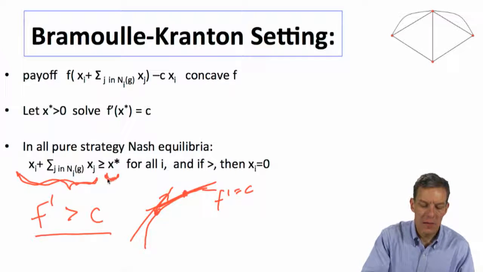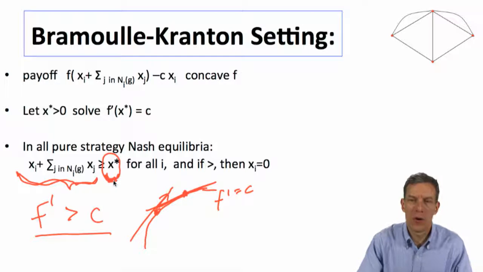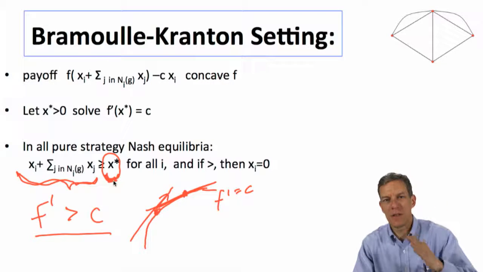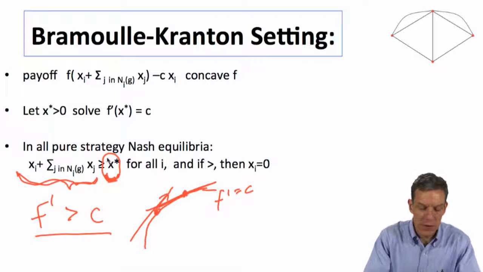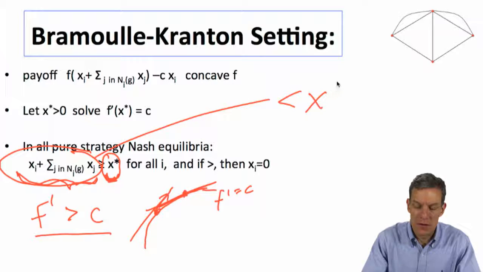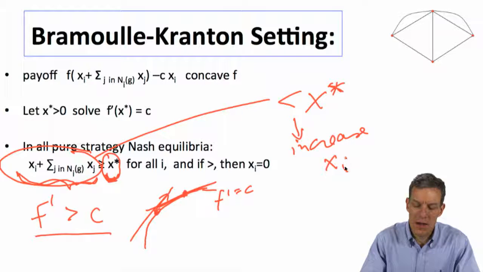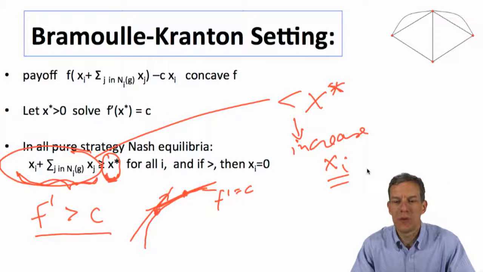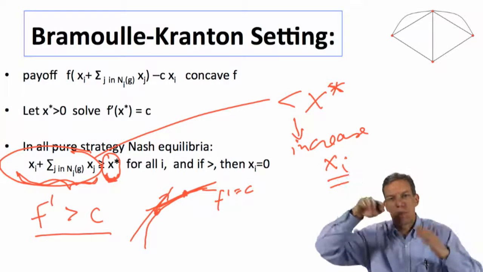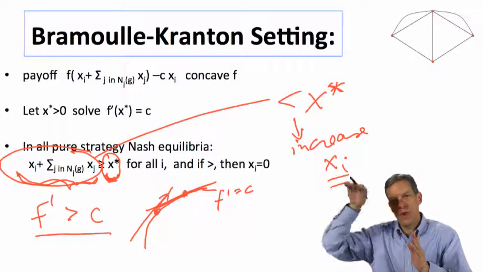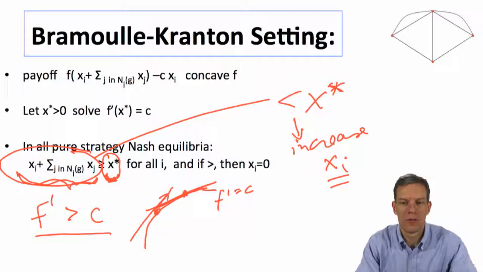So if anybody is seeing less than x star in their neighborhood, they would like to increase xi. So if this sum was less than x star, then you should increase xi. And so that could not be a Nash equilibrium. I'd strictly want to increase my activity because I want to push us up to this level where the trade-off begins to be just equal to the cost.